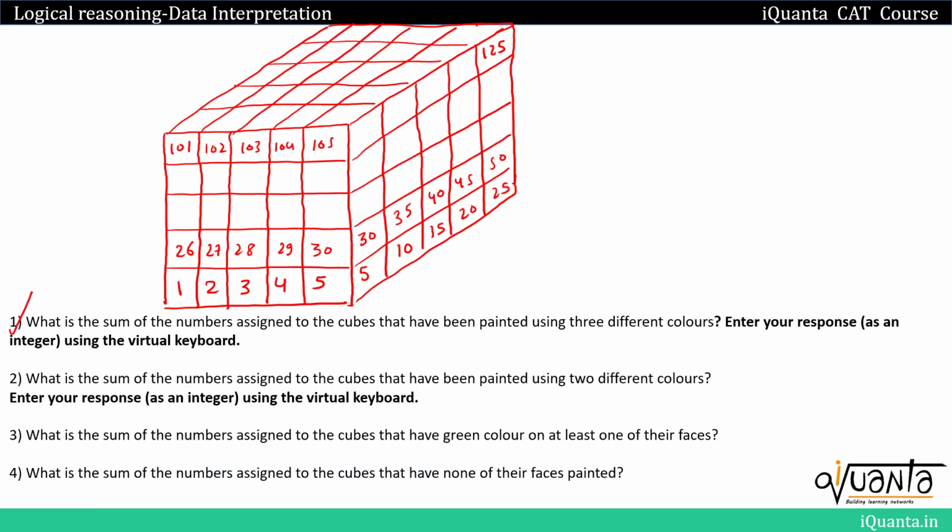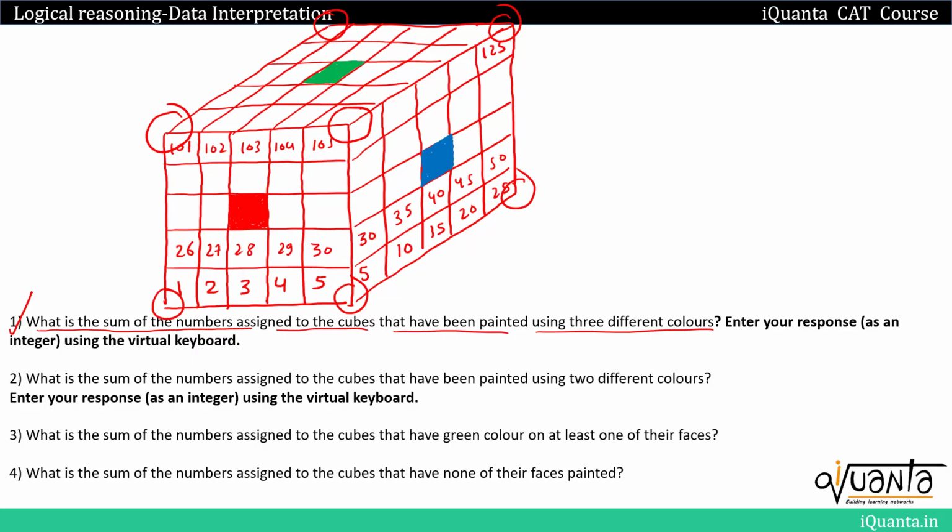So the first question that we have is, what is the sum of the numbers assigned to the cubes that have been painted using 3 different colors? Now we clearly know that the cubes which have 3 colors on them are always on the corners. So how many cubes will we have that have 3 colors on them? We'll have 1 over here, 1 over here. That means 8 corners. We'll be having 8 such cubes. So we just have to find out the numbers on those cubes. So we have all those cubes over here, and one of the cubes is not visible. It will be in the bottommost layer to the left in the last row.